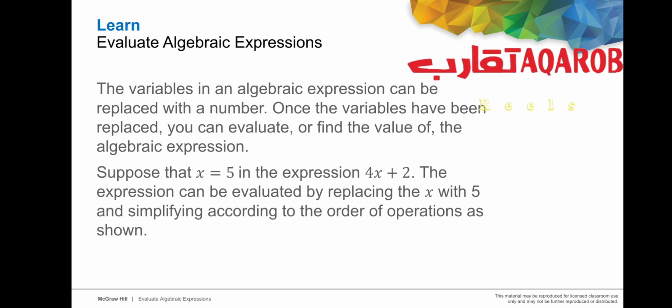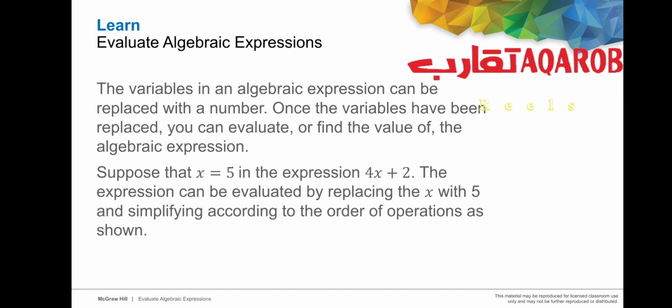Now you can't guess the variable value. You can't say that x is equal to 5. No, it has to be known from the question itself, the value of each variable. So when you find the value of each variable, you can replace the variable by its value and then do the operations and then evaluate it. It means find the value of the algebraic expression.